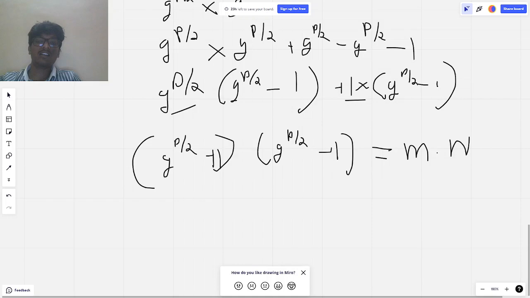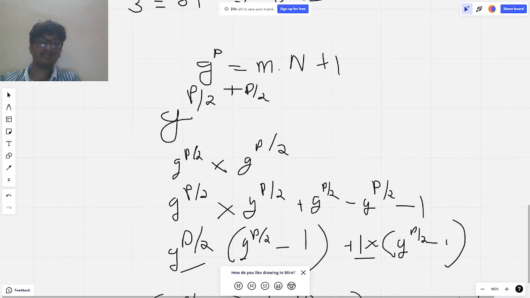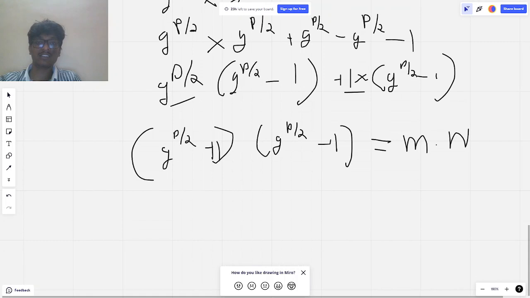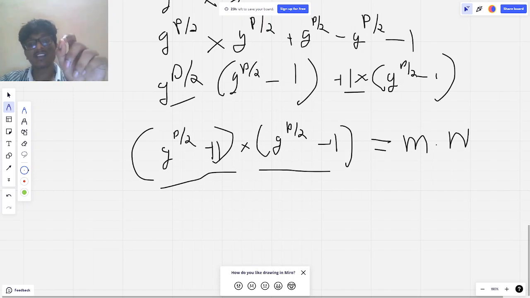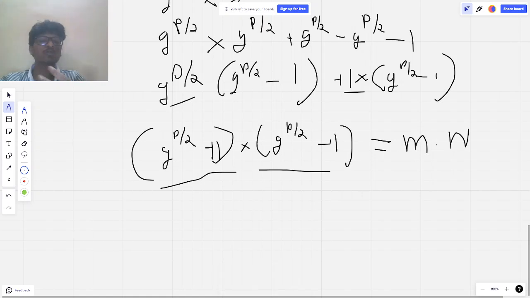We can simplify this equation into this type. So here we get that some value into some value will be a multiple of n. So what is some value into some value? These are essentially factors. We can say that this can be a factor of n, which is what we need to find. So what we need to find is two numbers such that multiplying those two numbers will give n. So this is what we want.